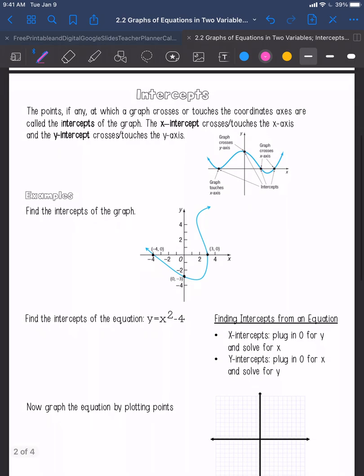Examples here, find the intercepts of the graph. So we have our x-intercepts, or where it touches or crosses the x-axis. So in this case, that's going to be (-4, 0) and (3, 0).